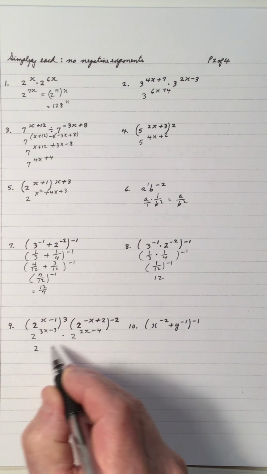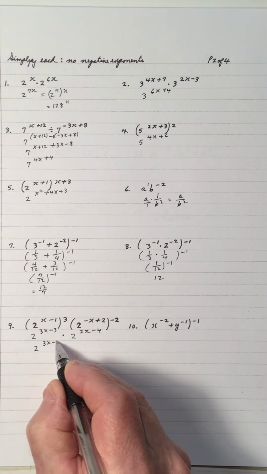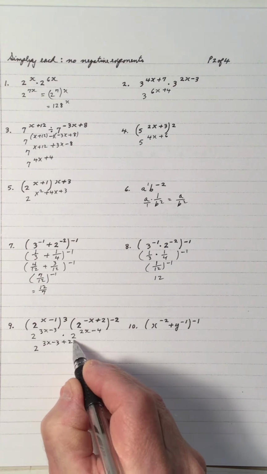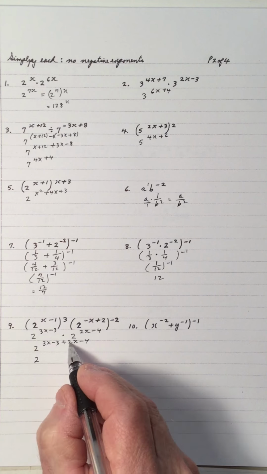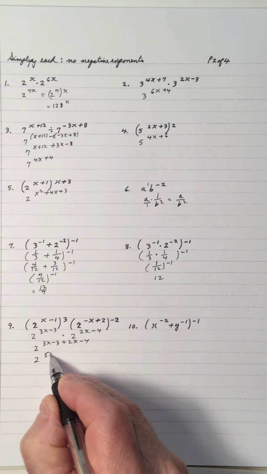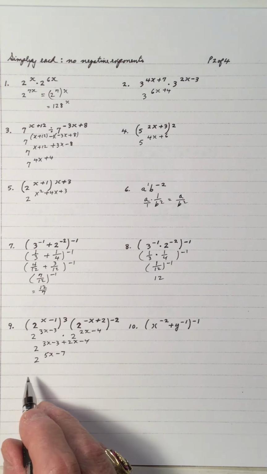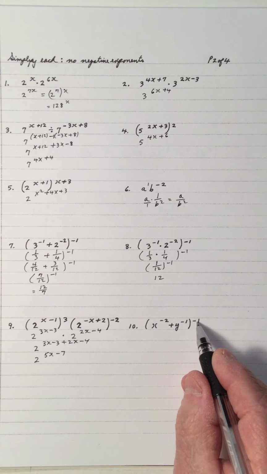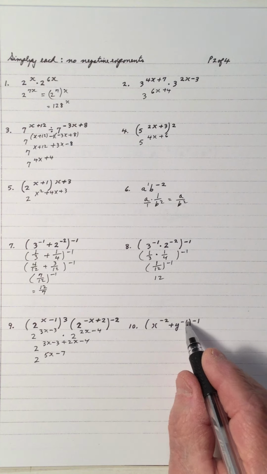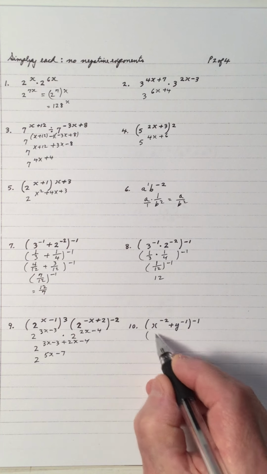The base is 2. Because we're multiplying, we add the exponents. So 3x minus 3, add on 2x minus 4. So 3x plus 2x is 5x. Negative 3 minus 4 is negative 7. And again, notice we have the negative 1 power on the outside. We cannot move that in through here because of that plus sign. So again, simplify the inside.